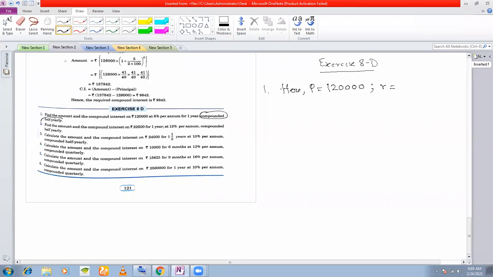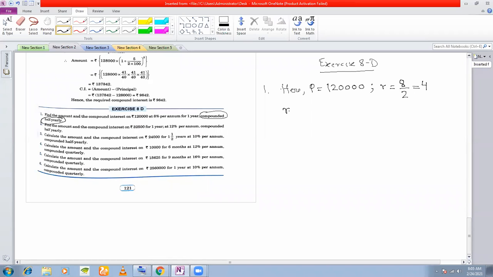Compounded half yearly. Yesterday, if you remember, I told you if the interest is compounded half yearly, then you are dividing the year into two equal parts. Again, I repeat, if the interest is being compounded half yearly, then you are dividing the year into two equal parts. So the rate which is given to be 8% must be divided by 2, so that you get R is equal to 4.